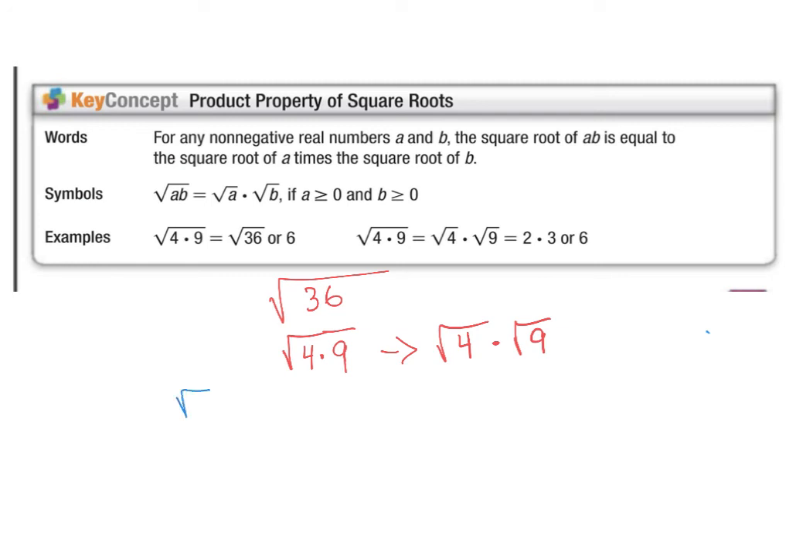I cannot say that the square root of 4 and then the cube root of 9, and I can't combine these because these would not be the same radicals. One is a square root, one is a cube root. As long as they're the same type of radical, meaning the same index, then you can split them up if you need to. And we're going to need to do that in the following video.